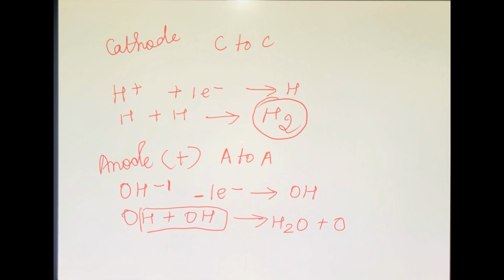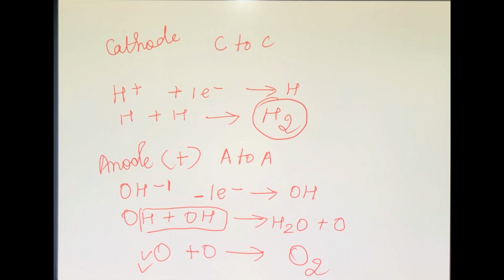Clear? Now O is again unstable. So what will it do? It will combine with another O and it will form O2. So at my anode, which gas will be released? Oxygen gas will be released. Clear? Now always in electrolysis, if you are balancing the chemical equation, you need to do it from the back. Am I clear, children? So whenever I'm doing a balancing of an electrolysis reaction, I will always start from the back.